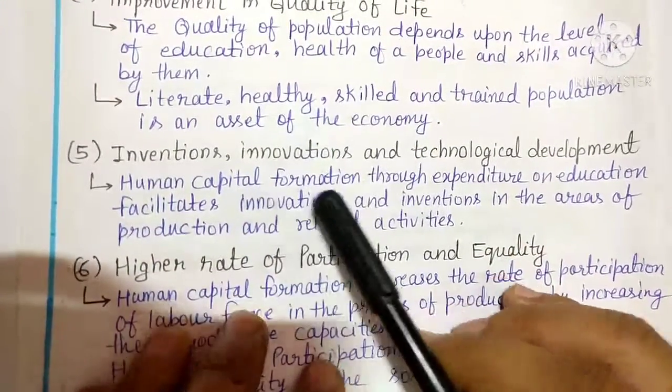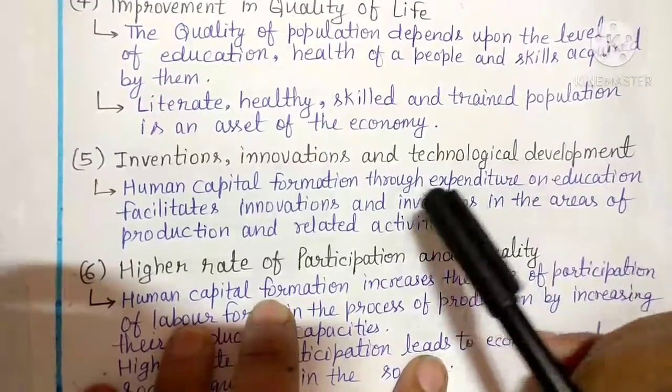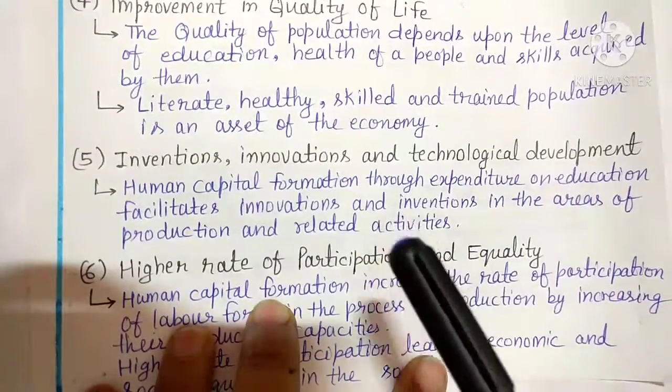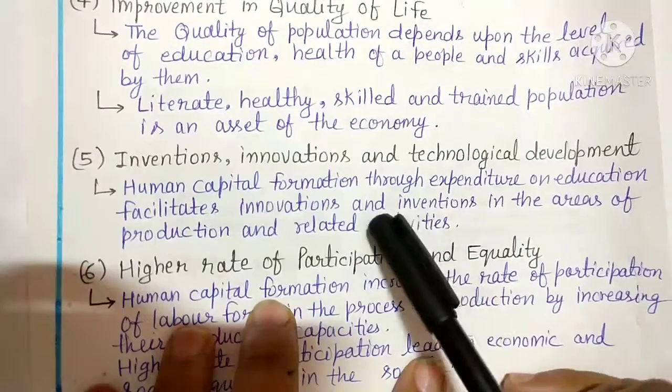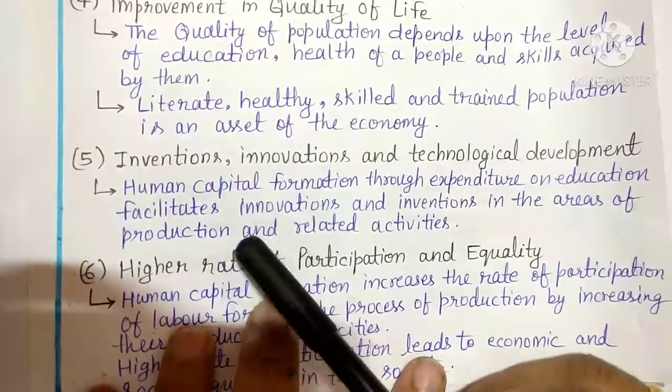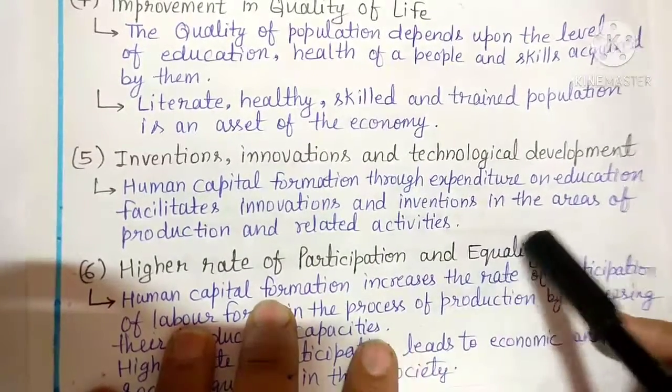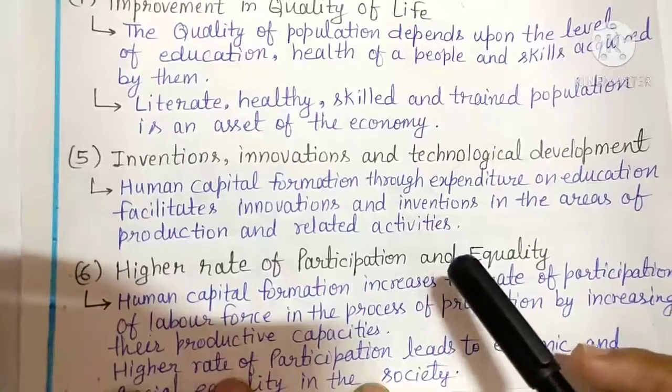Then comes inventions, innovations, and technological development. These developments take place only due to efficient, skilled human capital formation, which can happen through expenditure on education facilities, innovations, and inventions in the areas of production and related activities.